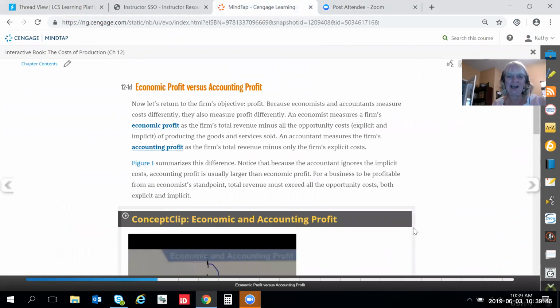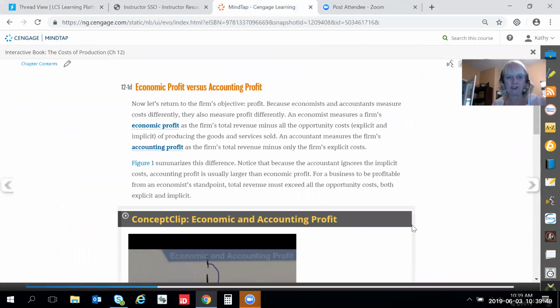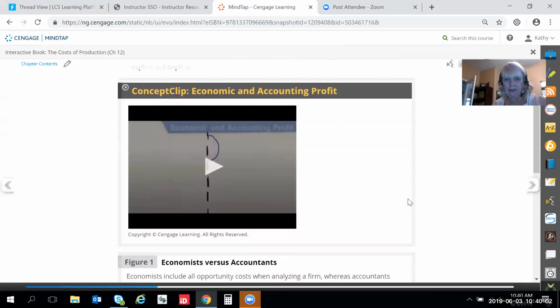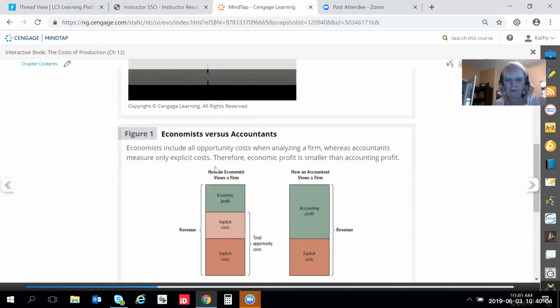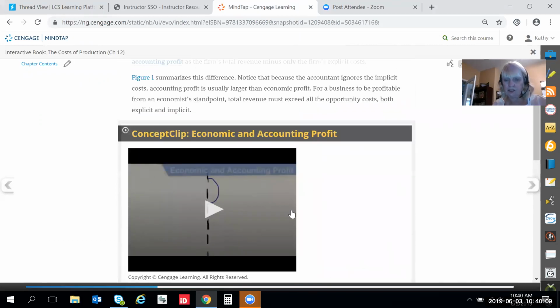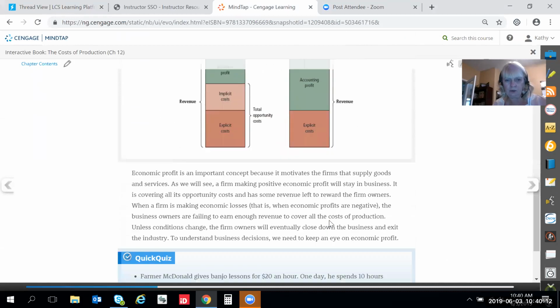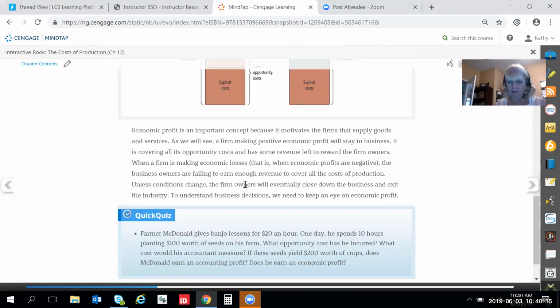And here it is, and this is open to Section 12-1D, where it talks about economic profit versus accounting profit. Here are the two terms explained. Here are our economists versus accountants. Here's more discussion in this little video. Everything you need to know about economic profit versus accounting profit. Implicit in that is the explanation of economic cost versus accounting costs.